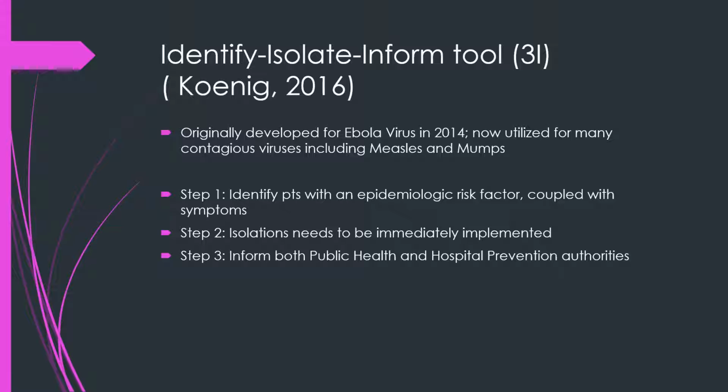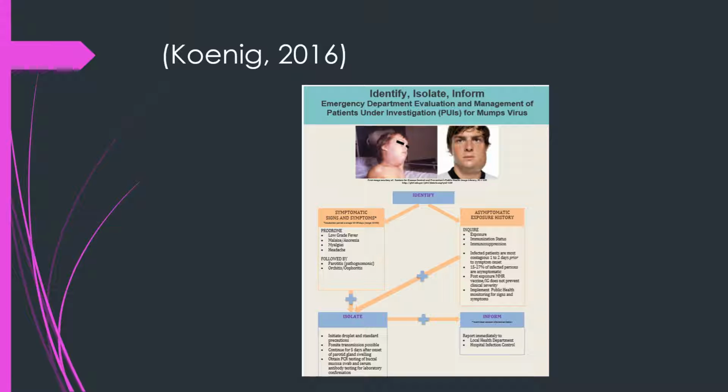Step two, isolate those individuals. They need to be isolated immediately. And then step three, inform both the public health and hospital prevention authorities. So this was just a little flyer from that study on the different steps that need to be taken if an individual comes in and a confirmation of measles or mumps has been made.